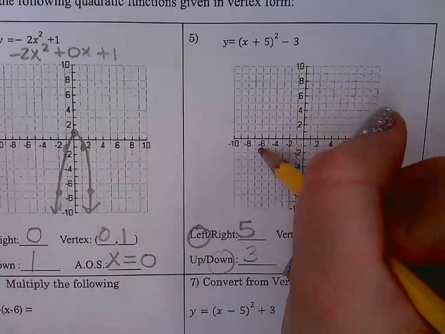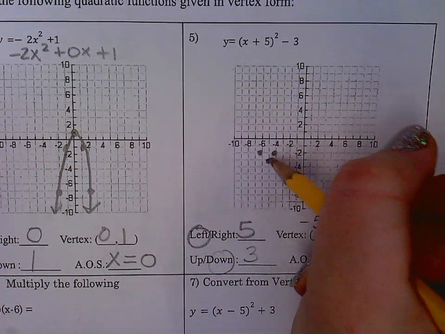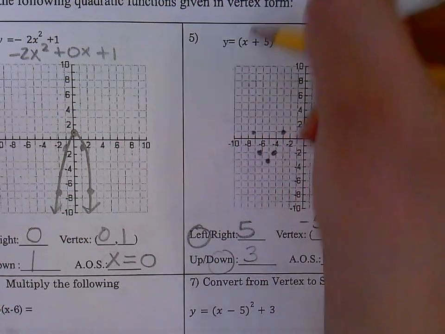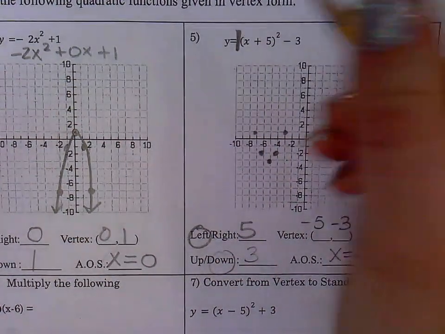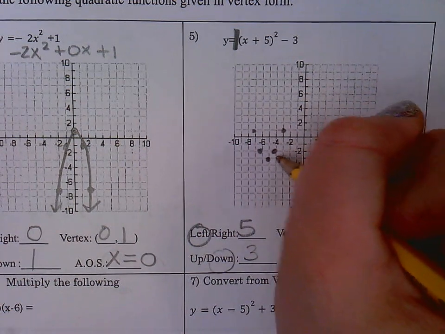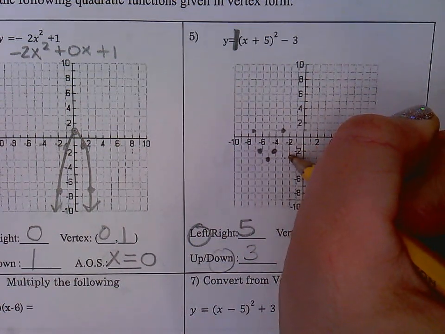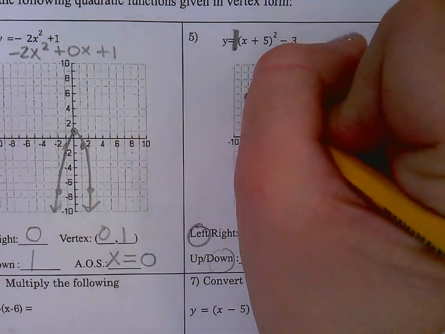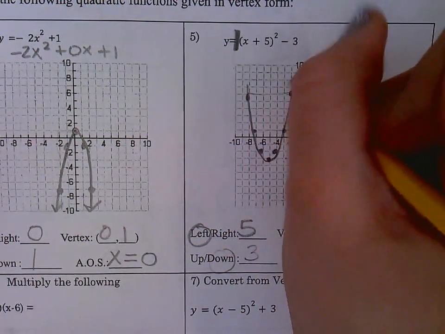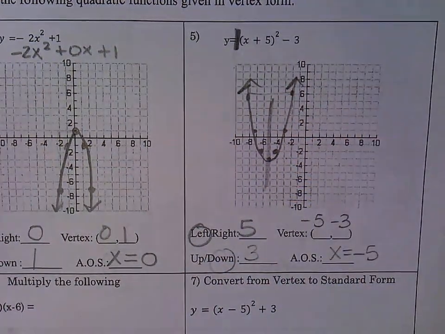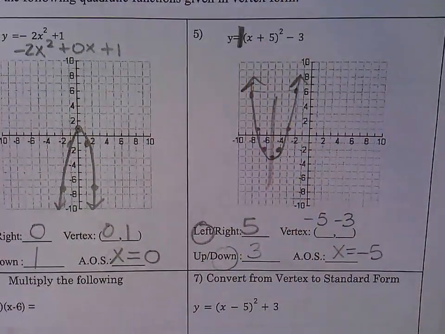And then over 1, up 1, over 2, up 4, because this is just the parent function. There's a 1 sitting here, just imaginary. So it's the parent function over 1, 2, 3. What am I at? -3, so I'd be at 6. 6 on either side. So that axis of symmetry tells you that you could fold this graph in half at x equals -5.